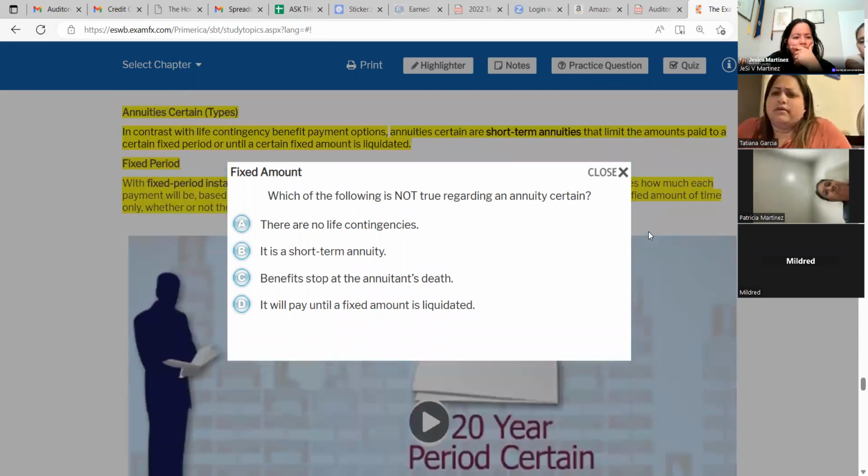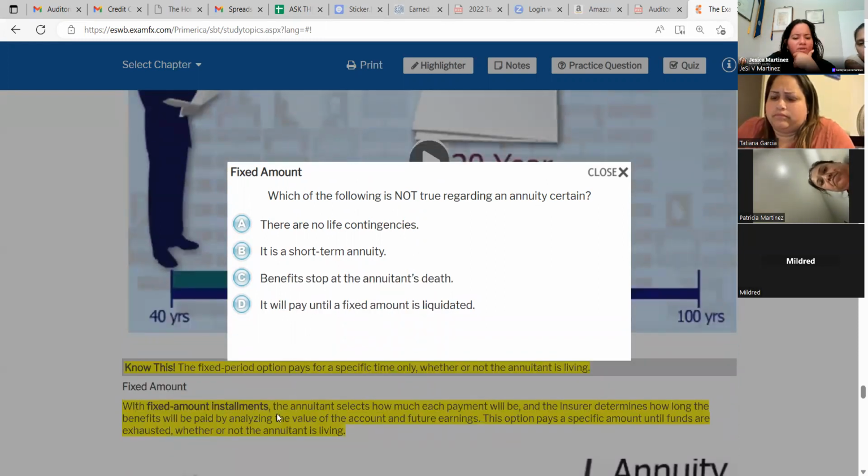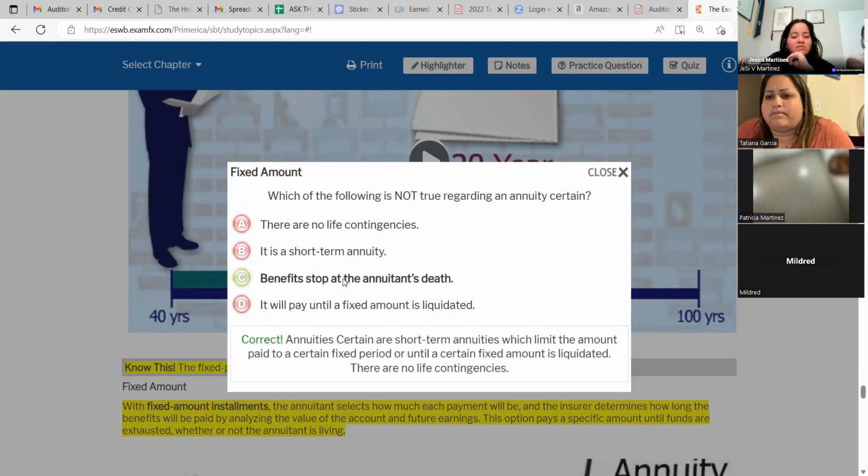Which of the following is not true regarding an annuity certain? Fixed installment, the annuitant selects how much each payment will be. So this one, see, it says this option pays a specific amount until funds are exhausted, whether or not the annuitant is living. See, so it'll be C.